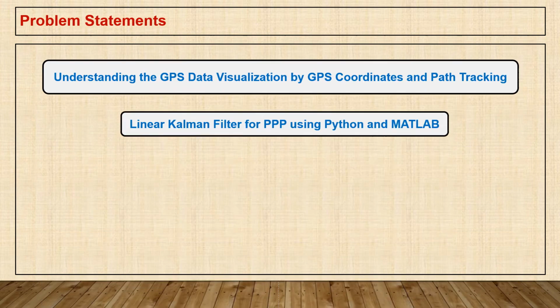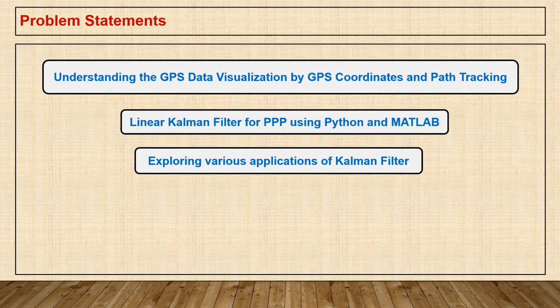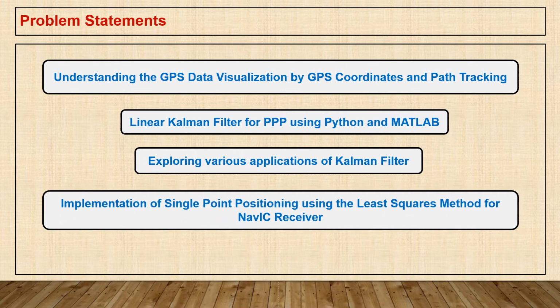So here are the four basic problem statements that were defined in order to accomplish this project. The first one is to understand the GPS data visualization, that is the path tracking and coordinate identification. Moving on, the next is linear Kalman filter and its implementation for PPP using two softwares called Python and MATLAB. The third one is about exploring different applications of the Kalman filter. And the fourth one, which will be the final implementation of the technique SPP, that is single point positioning using the least squares estimation method for the NavIC receiver.